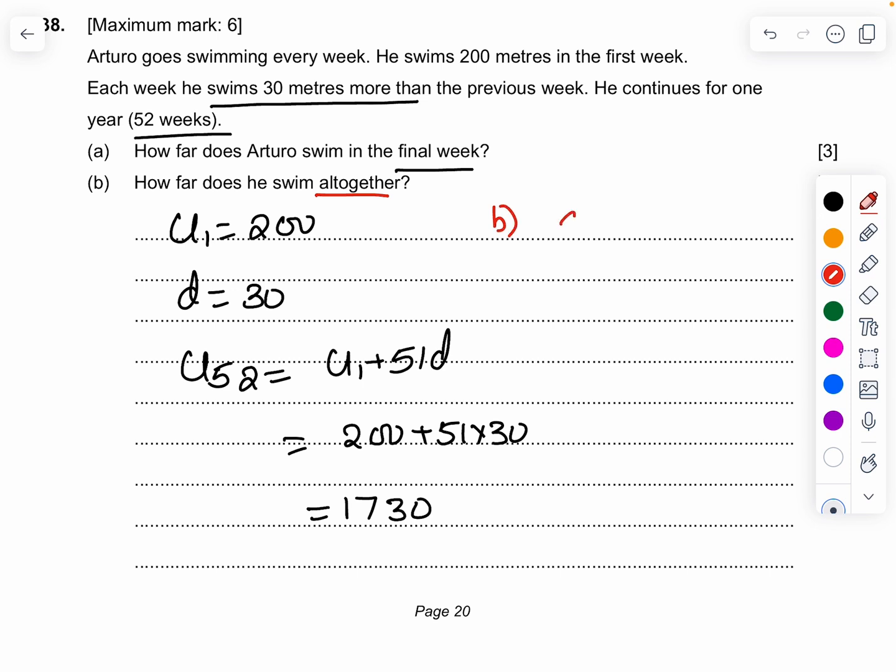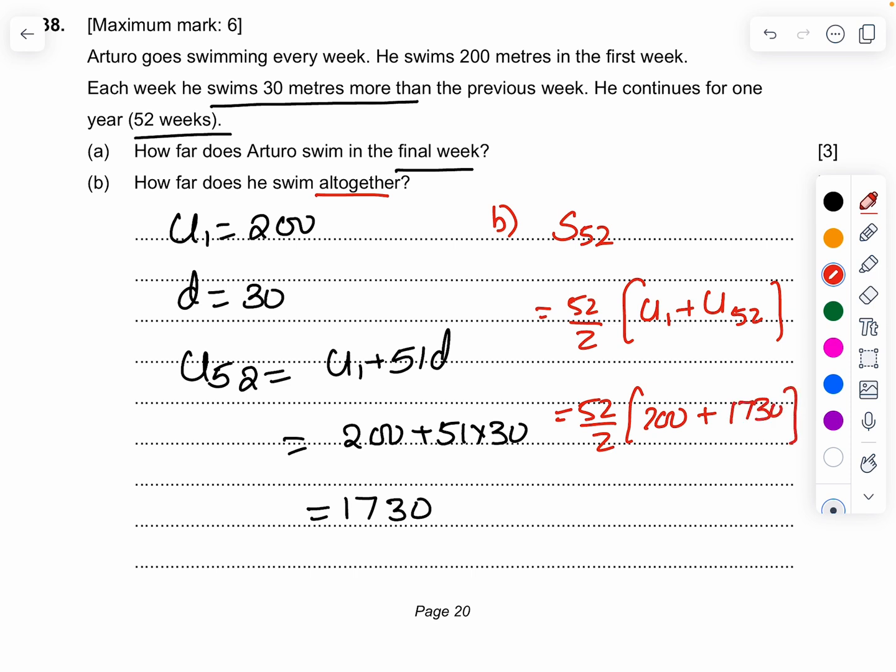How far did he swim altogether? So he's asking for S52, which is 52 upon 2 times first term plus the last term. So 52 upon 2, the first term is 200 plus the last term, which is 1730. Simplify that. You should be able to get the answer as 50,180 meters.